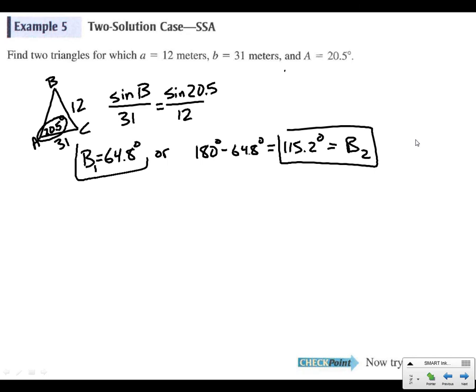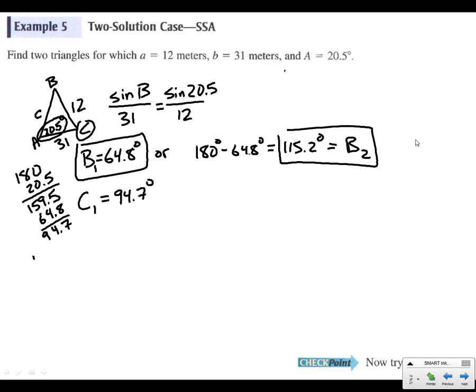All right, so now we're going to have to figure out the rest of them. For angle C and side C, two solutions for both. Angle C is the easy one, because we're just going to subtract from 180. 180 minus 20.5 is 159.5. Okay? And then from there, 159.5 minus 64.8. That's a 7, that's a 4, and that's a 9. 94.7. Or 159.5 minus the other angle, 115.2. That's a 3, that's a 4, that's a 4, 44.3.